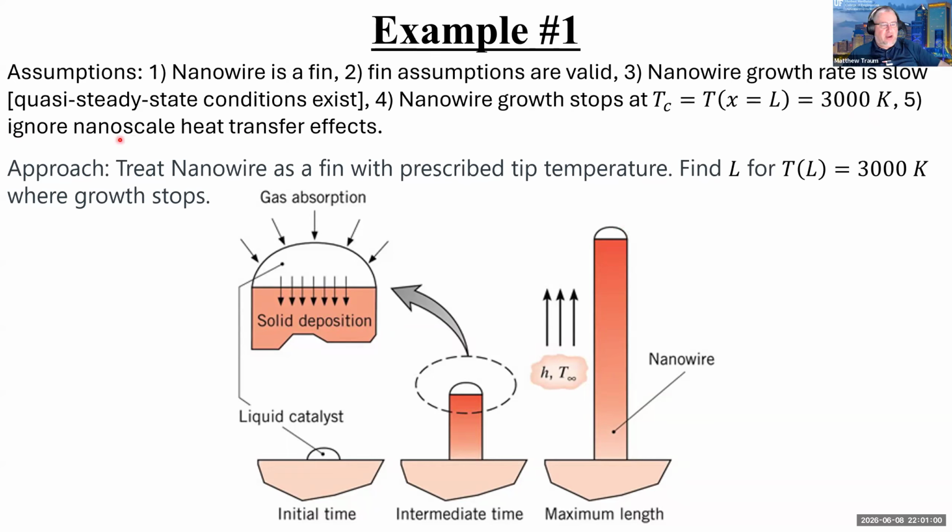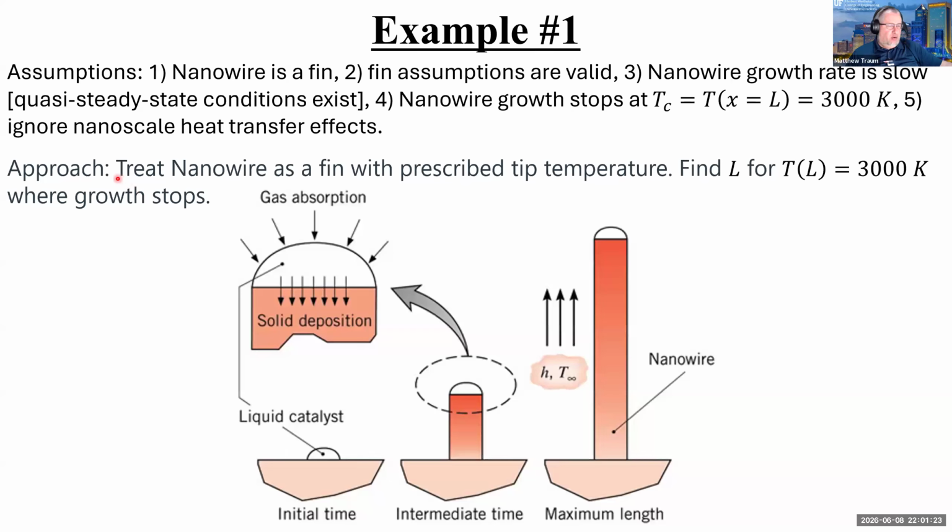And then finally, we're going to ignore nanoscale heat effects, right? So we're not going to worry about, this thing is very, very tiny, nanometers, right? So we're probably going to have some phonon effects here, some scattering effects. We're not going to worry about any of that. We're going to treat this like a bulk object that does not have any mean free path or phonon or any of those effects that we talked about in chapter 2.